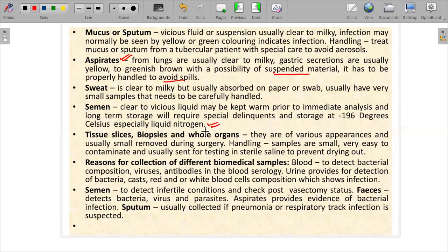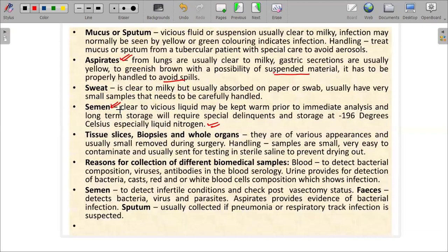So what we are saying is that semen can also be analyzed for chemical pathology, where the pathologist must make sure that it is kept warm towards immediate analysis. And then long-term storage also requires some diluent and special storage, which is at minus 196 degrees Celsius, which has to be done with liquid nitrogen. That is about the semen. And then tissue slices, biopsy, and all organs.